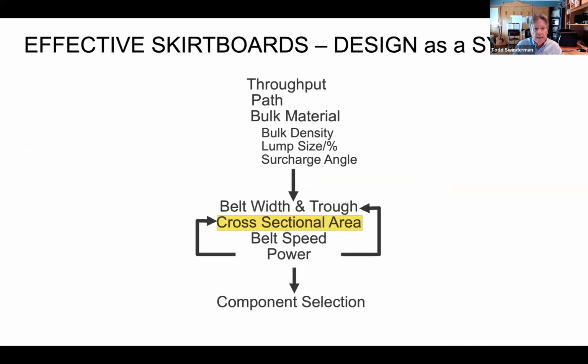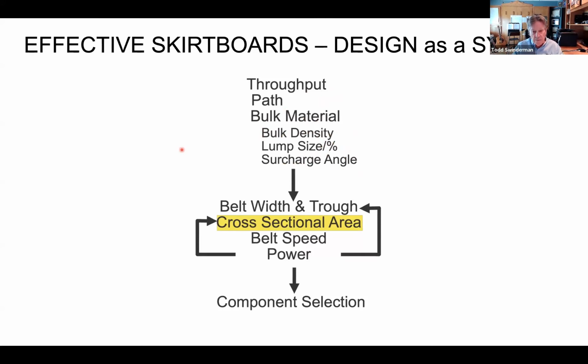That'll give you a much better chance of your skirt boards working properly and not causing belt wear or damage. So typically the way you start out with the conveyor design is you know how many tons per hour. You know where it's going, whether it's horizontal, vertical, or declining. You know your bulk material, how many kilograms per cubic meter or pounds per cubic foot, the lump size and the percentage of lumps, and the surcharge angle.